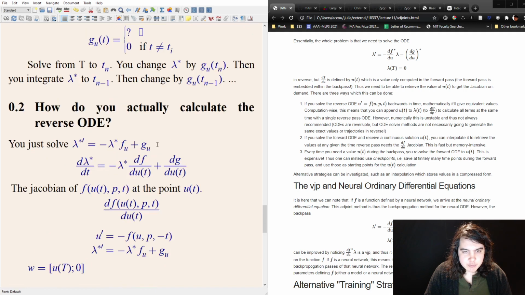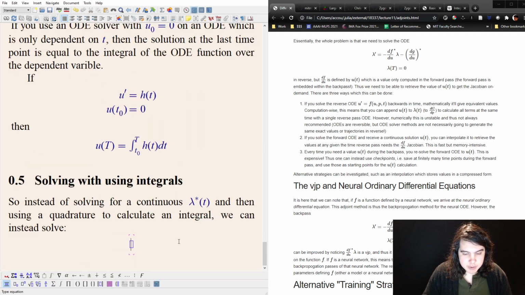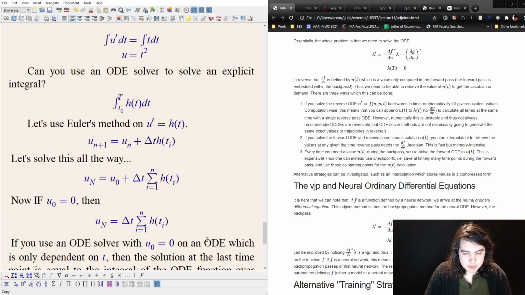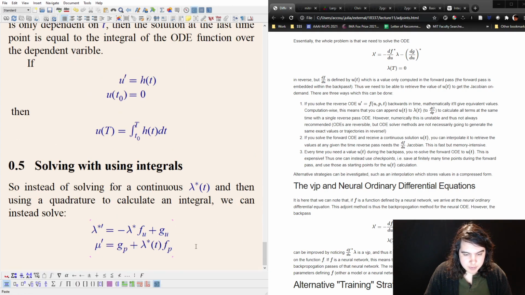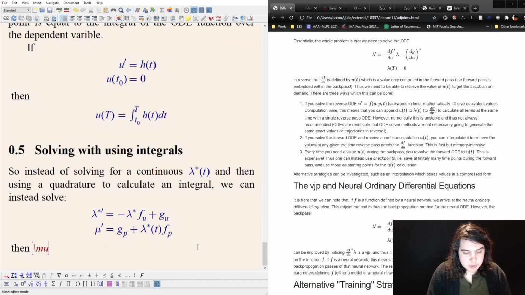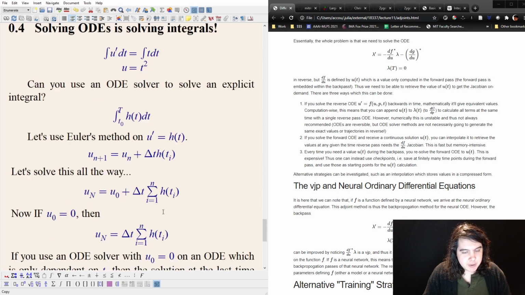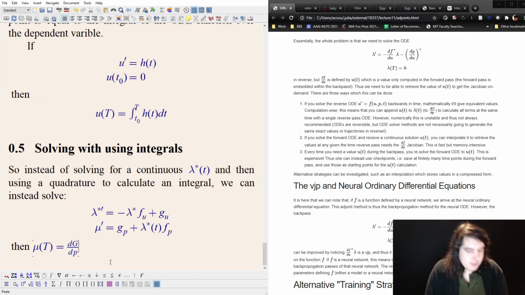Right, so let me write down the full version of this ODE. So you write down this ODE, and then you also solve mu prime equals whatever goes in here. Then mu of t equals, what is it going to equal? Well, it's equal to the integral of the right-hand side, but the integral of that right-hand side is precisely dg dp. So now remember that you need to get this term as well.